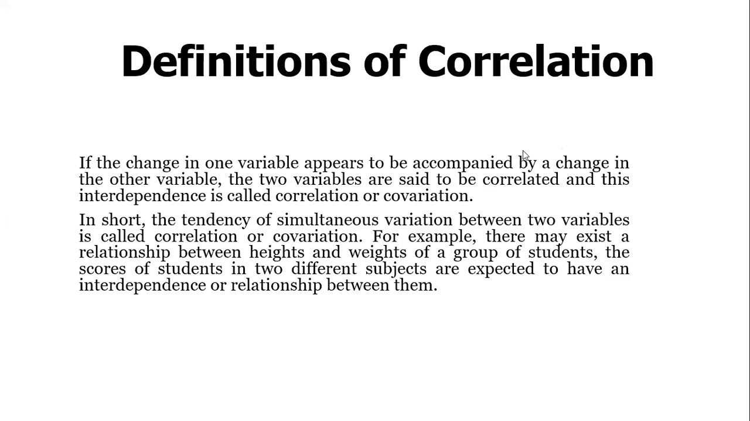Correlation is used to find out the relationship between two variables. The definition of correlation: it measures the relationship, or the covariation, between the two variables. In short, it is the tendency of simultaneous variation. If one variable changes by some percentage, what is the percentage of change in the other variable? That tendency is called correlation.